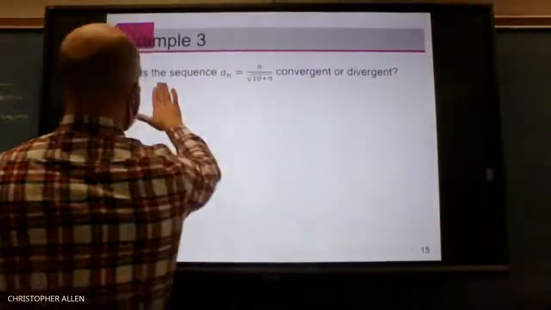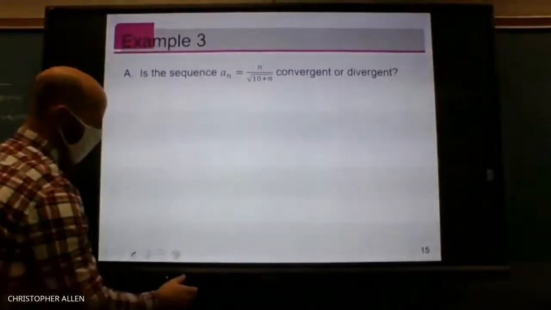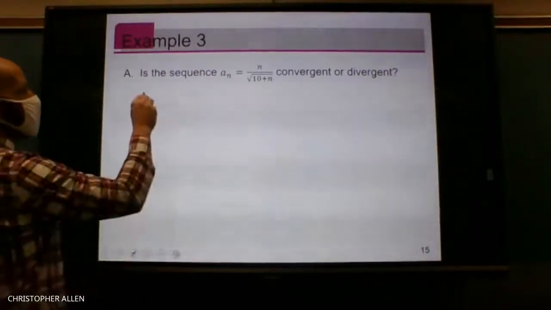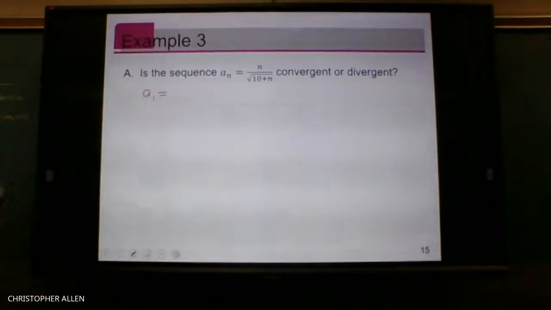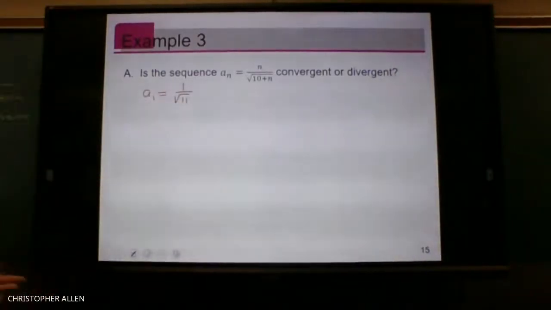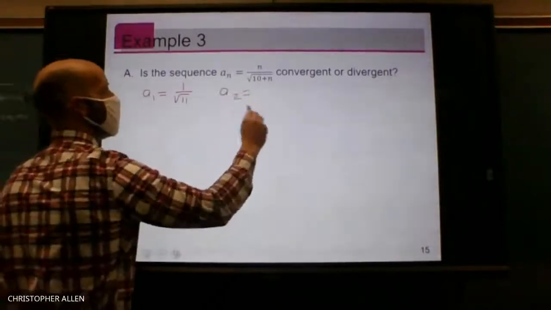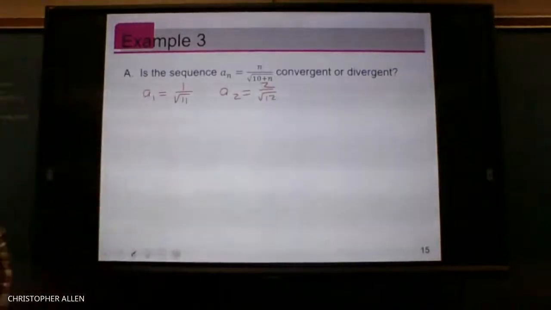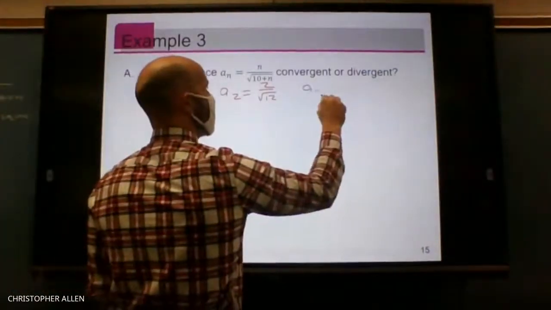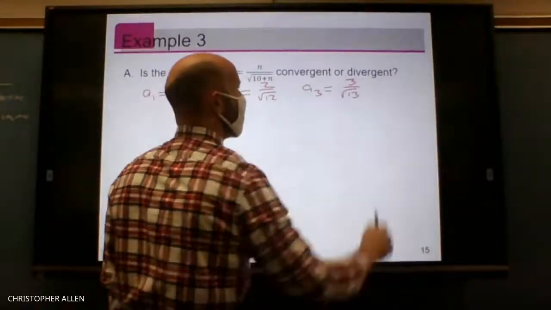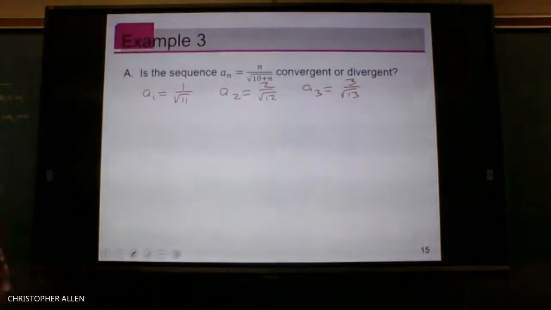So here we have a sequence. We're going to figure out if it's convergent or divergent. I think what I'm going to do here is just write out a couple of terms. So what's a sub 1? 1 over the square root of 11, agreed? What's a sub 2? 2 over the square root of, which we could simplify that radical, but let's not worry about that. A sub 3, 3 over the square root of 13. And then we could even look up some of the decimals here.